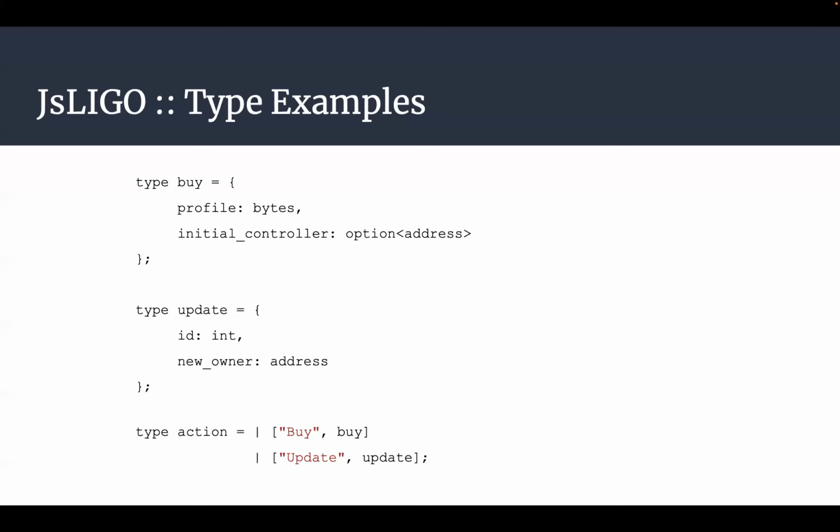Then after, we can, of course, write some type examples. We have a type which is a record with two keys, profile, initial controllers. We have a type which is an update, which is also a record. And finally, we can create a variant type, which could be a buy or update. And buy contains a value of type buy, and update contains a value of update, which has been described just before.